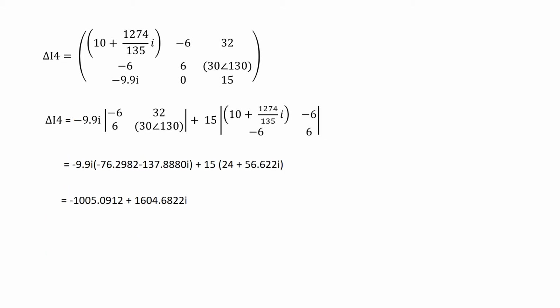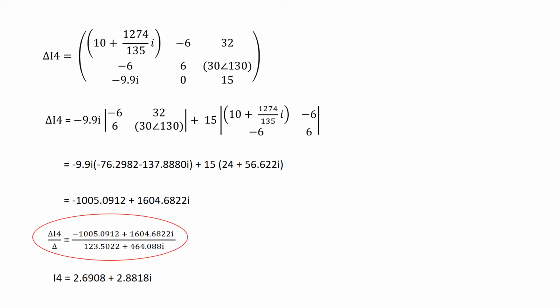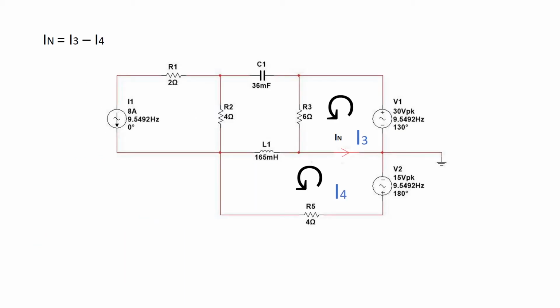After that, we find the determinant for the I4. We can get the final answer for I4 by using that formula, which is determinant I4 over total determinant. This is the final answer for I4. To get the IN value, the value of I3 must minus the value of I4. This is the final answer for the IN.